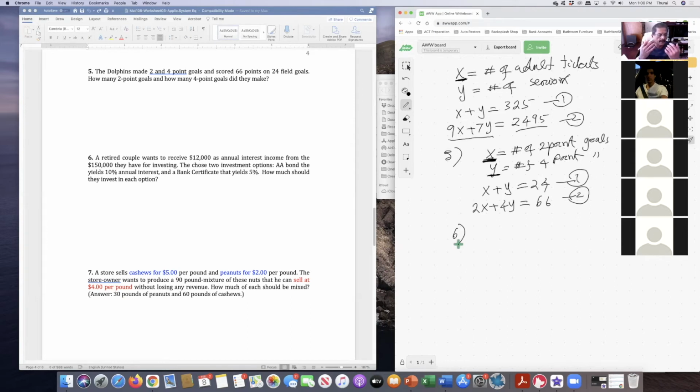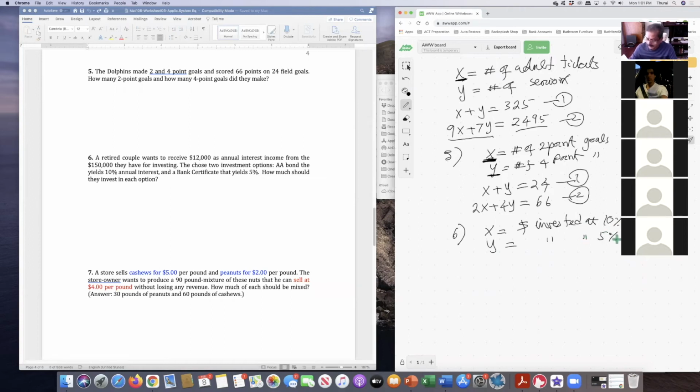How much of the 150,000 should go into 10% and how much should go into 5%, so that the total income is 12,000. So their goal is to make the income equal to 12,000. How much money is invested in 10%, how much is invested in 5% is unknown, but the total is 150,000. That's all we know. So we will call X the dollars invested at 10%. And Y will be money invested at 5%.